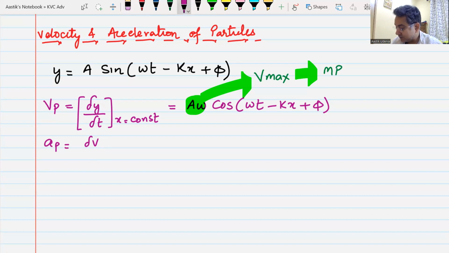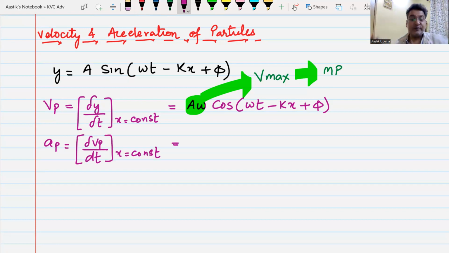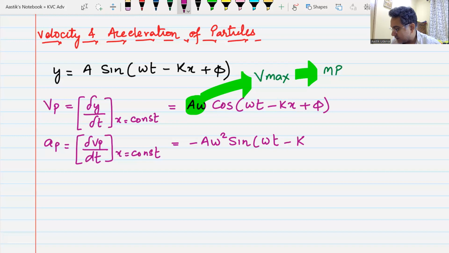Let me do the derivative and then I'll give you time. So this will become minus a omega square sin of omega t minus kx plus phi. And what is this a omega square?